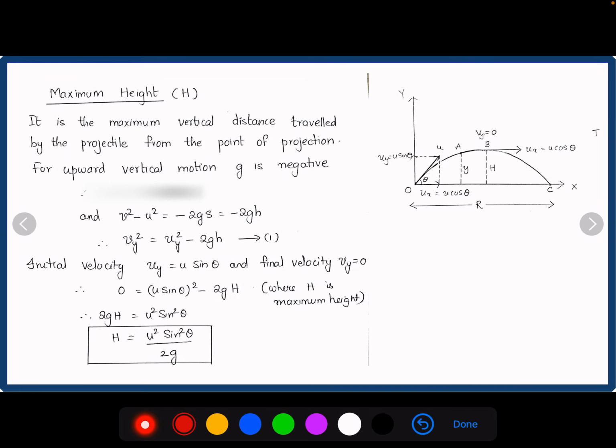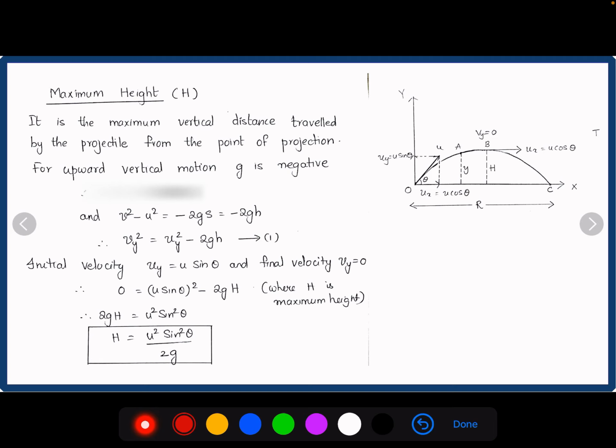Let's move forward. Let's derive the expression for the maximum height. In this picture, B is the point where it reached the maximum height. Therefore, h is the maximum height. From here to here, it is h. It is the maximum vertical distance travelled by the projectile from the point of projection, in the y direction.